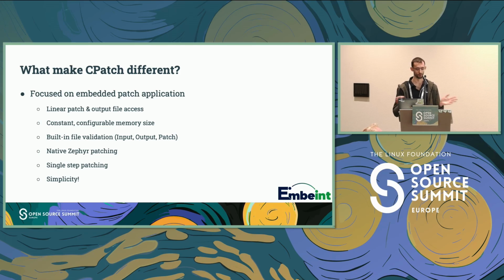All of the memory used by the library is constant, it's compile time, and you can configure it if you want to improve buffering, etc. The patching has built-in file validation, so you can validate that this patch you've sent matches the version currently running. You can validate that what you've generated at the end is correct and that the patch file itself is not corrupted. It has a native Zephyr implementation because that's really what we care about, whereas some of the others try to implement fopen, fread, fwrite, etc. to interface to the generic implementations.